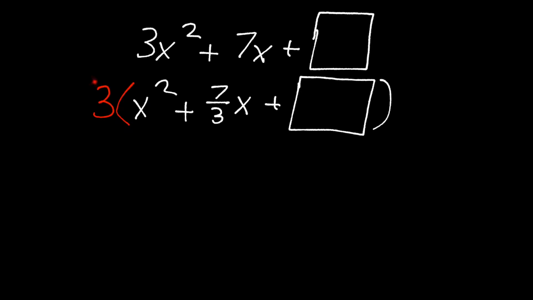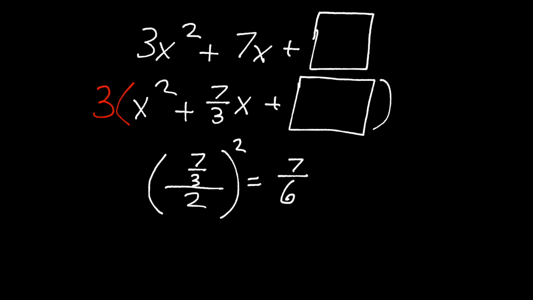Well, now that I've factored out the 3 and my a is 1, I can take b, which is 7/3. I'm going to divide it by 2, making it a compound fraction, and I'm going to square it. So, let's think about this. 7 divided by 3 divided by 2. What this is going to be is really 7 divided by 6 to the second power.